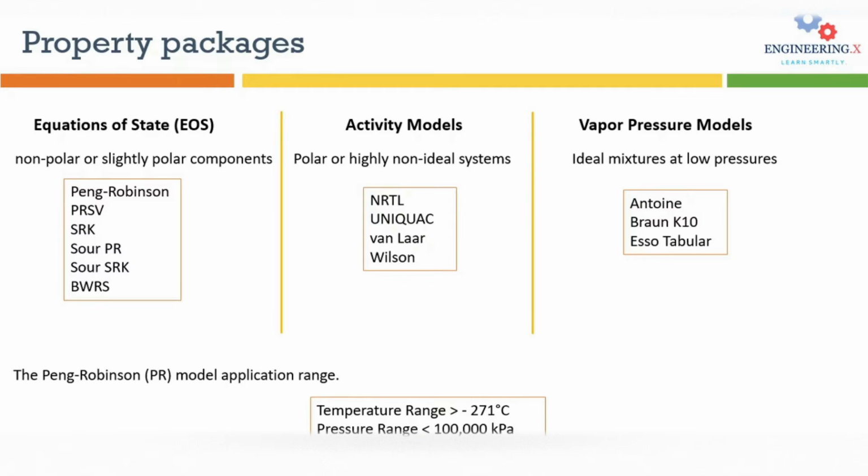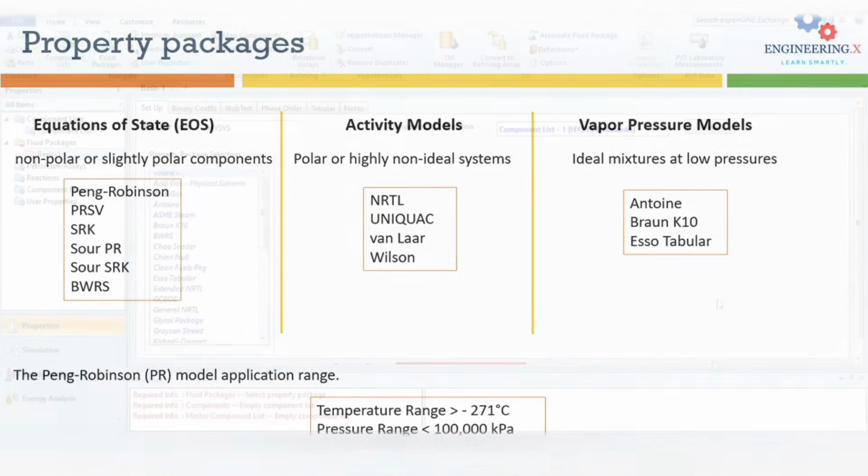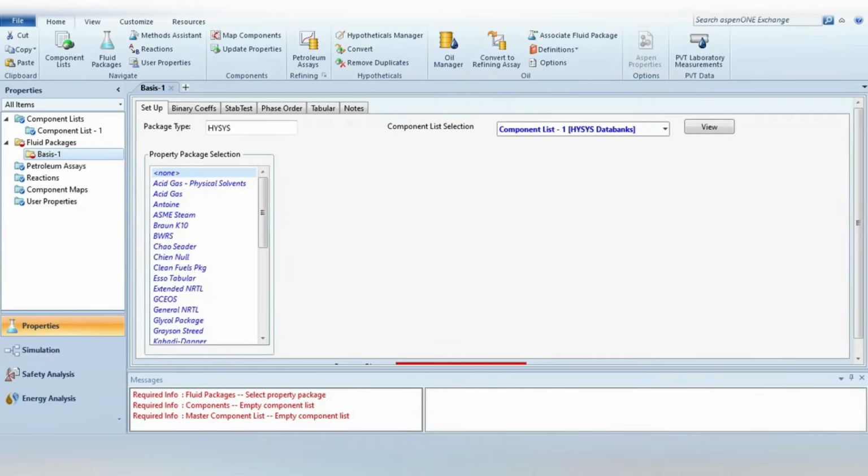Now we will move into the Aspen HYSYS environment to see how the method assistant can be used to select the right property package for our process. So let's move to the software environment. Well, now we are in the Aspen HYSYS environment. As I already said, these are all the listed fluid property packages in Aspen HYSYS. Now we will select the property package using the method assistant.